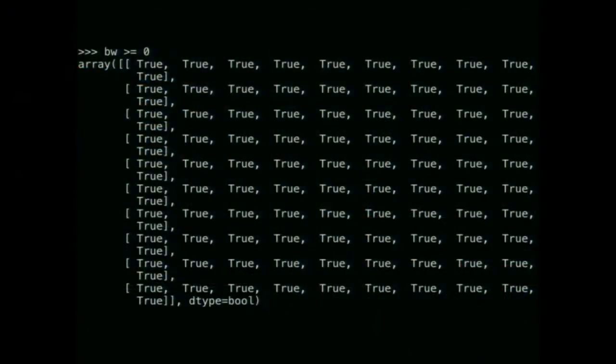If I say BW greater than or equal to 0, they're all greater than or equal to 0 because everything was 0. So it returns a 10 by 10 matrix of truths, which is what this is. In this case, it tells me that the data type is Boolean. So BW is all zeros, and BW greater than or equal to 0 is all 10 by 10 truths.